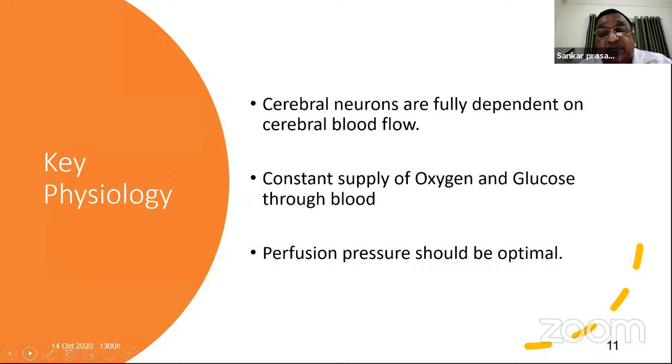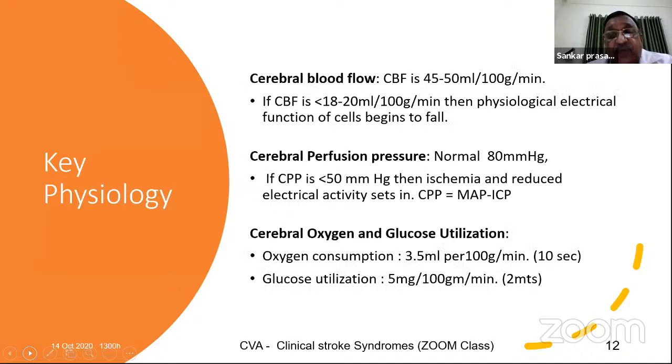There should be a constant supply of oxygen and glucose through blood to the various groups of neurons, and the perfusion pressure also should be optimal. Some important aspects which you should know are: cerebral blood flow is about 45 to 50 ml per 100 grams per minute, which means very rich flow. If it drops below 20 ml, then physiological electrical function of cells begins to fall. That's one of the reasons we get stroke.